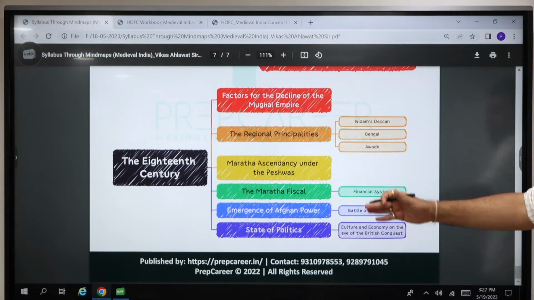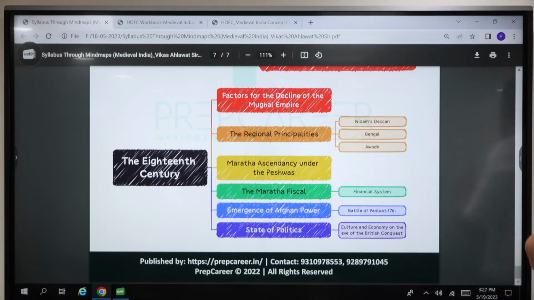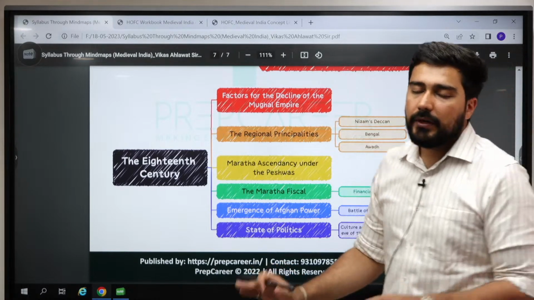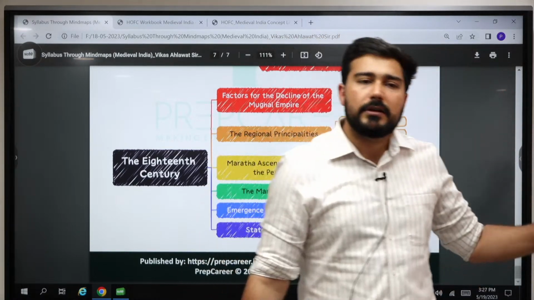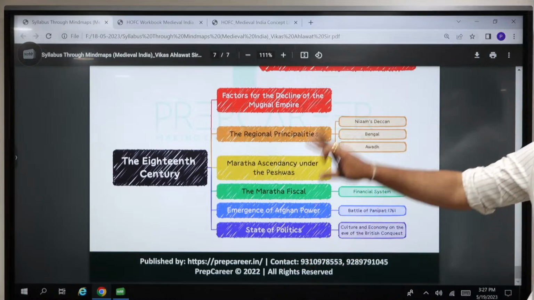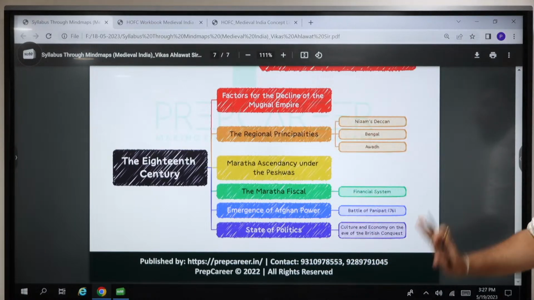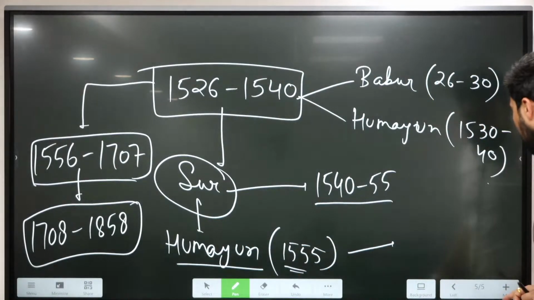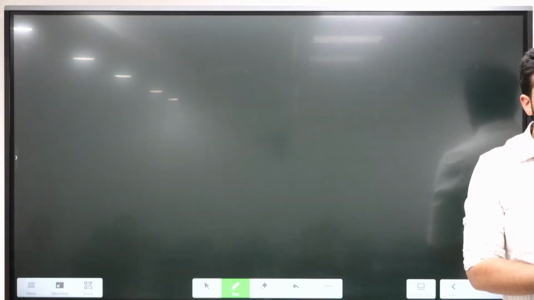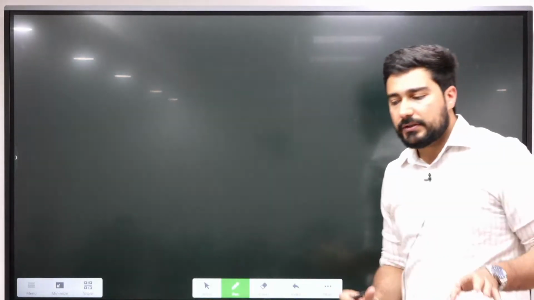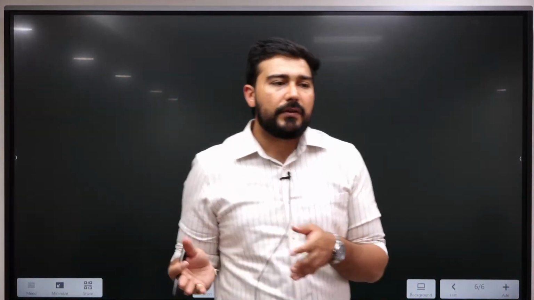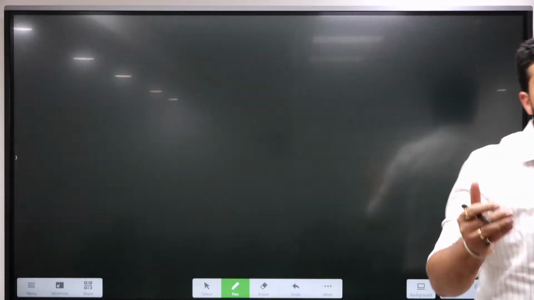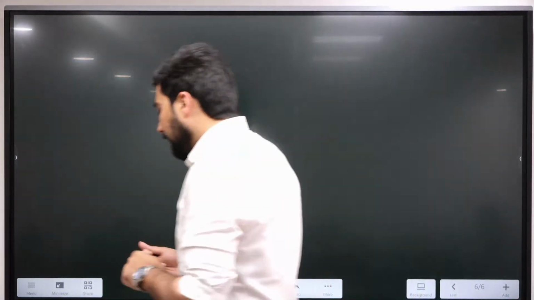And last we'll see the culture and economy of the 18th century, and then we shift towards modern India. This is the rough sketch which you should have in your mind. Now let us start from yesterday. This was just a basic overview of the syllabus of medieval India. Yesterday was the introduction of early medieval and the first half of medieval India. Now let us try to understand them in detail.